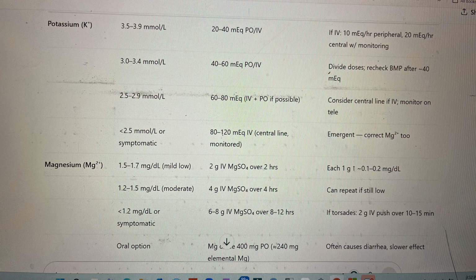So if it is mild hypomagnesemia, between 1.5 and 1.7, you give 2 gram of IV magnesium over 2 hours. That would increase it from 1.7 to 1.9. And if it is moderate, 1.2 to 1.5, then we give 4 gram of IV magnesium over 4 hours. And if it is symptomatic or severe, then we give 6 to 8 gram IV divided over 8 to 10, or maybe 8 to 12 hours total.